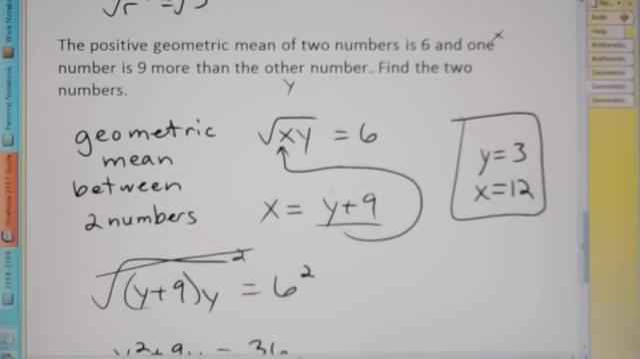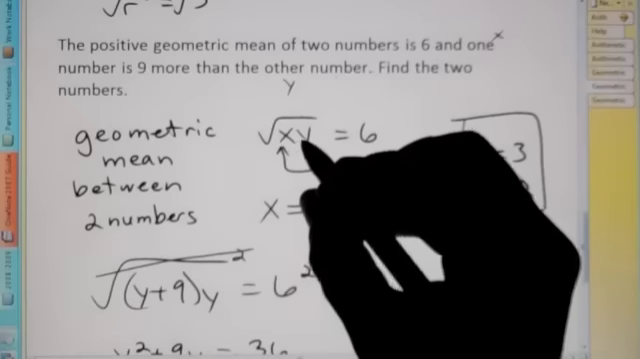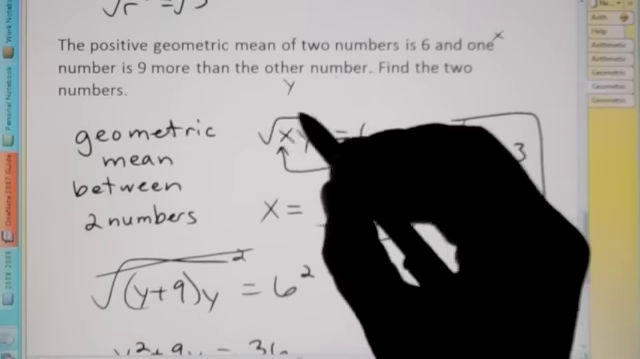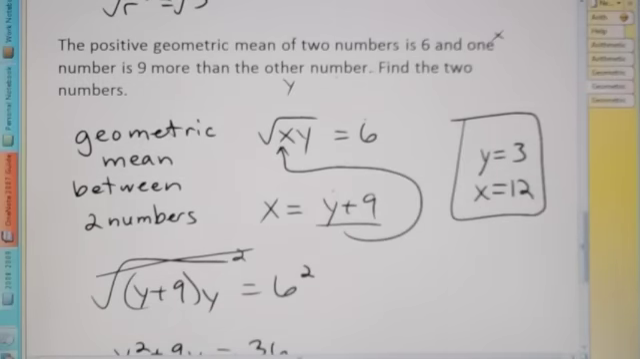And just to check your work, just to see if you're right, plug them back into here. X times y, 12 times 3, 36. The square root of 36 is 6. There you go.